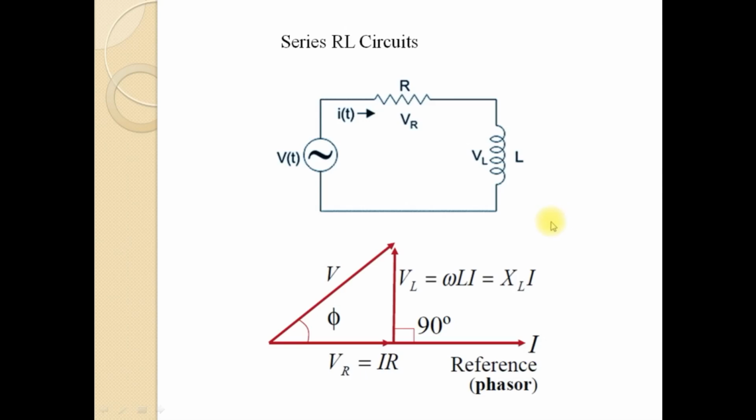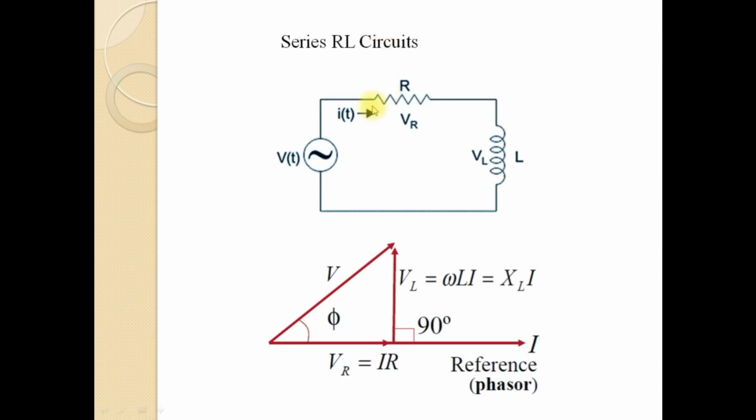As we have seen in the previous lectures, the current through a resistance and the voltage across the resistance will be in phase. That means there won't be any phase difference between the current through a resistor and the voltage across the resistor. But in case of a pure inductor, the current through the inductor will be lagging with respect to the voltage across the inductor by an angle of 90 degrees or pi by 2 radians.